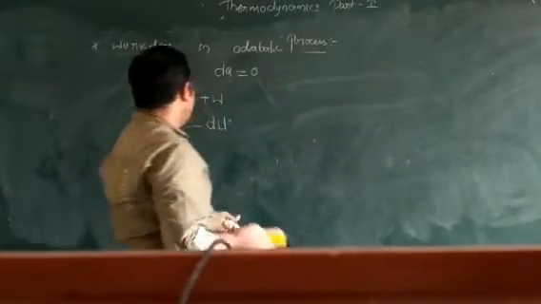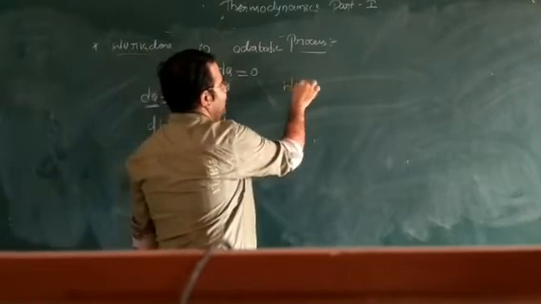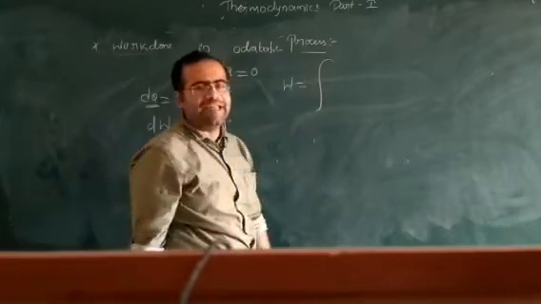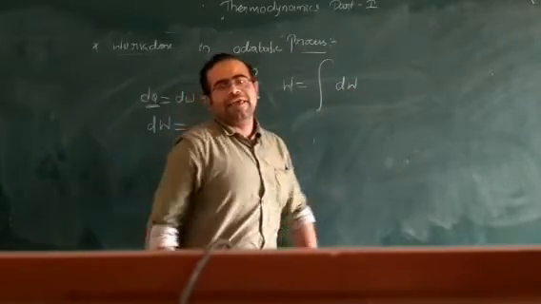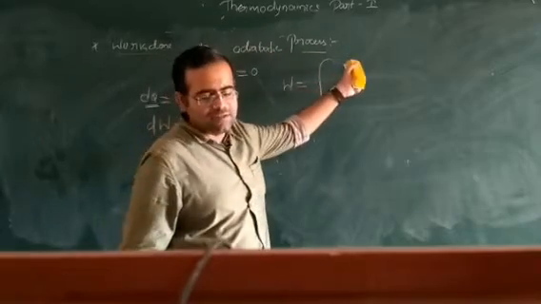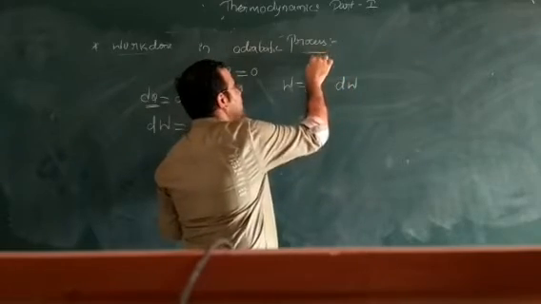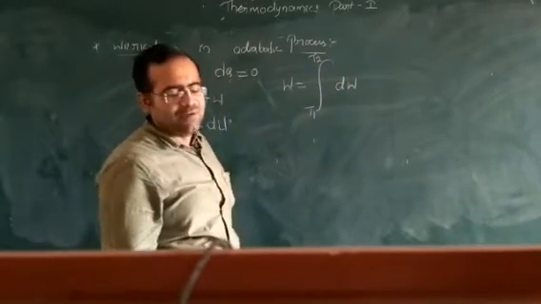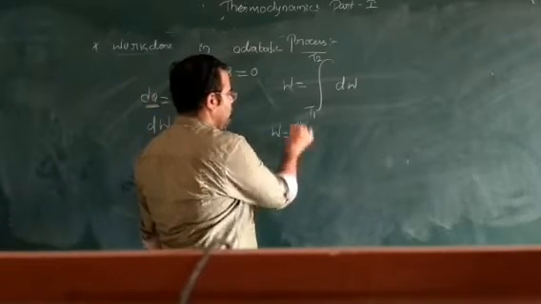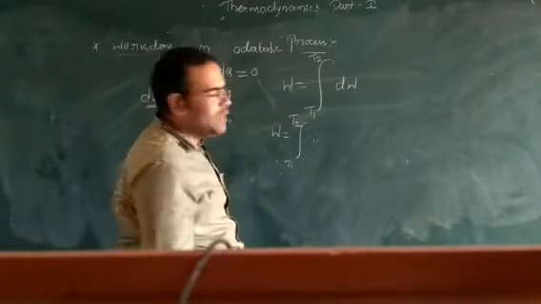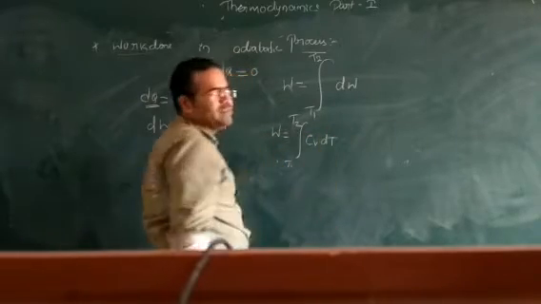Now here you are going to observe a small amount of work done. The total amount of work done can be taken by integrating the small amount of work done from where to where. In an adiabatic process, temperature is not remaining constant; it is changing from T1 to T2. So W is integral from T1 to T2 of dW, and dW is Cv multiplied by dt.